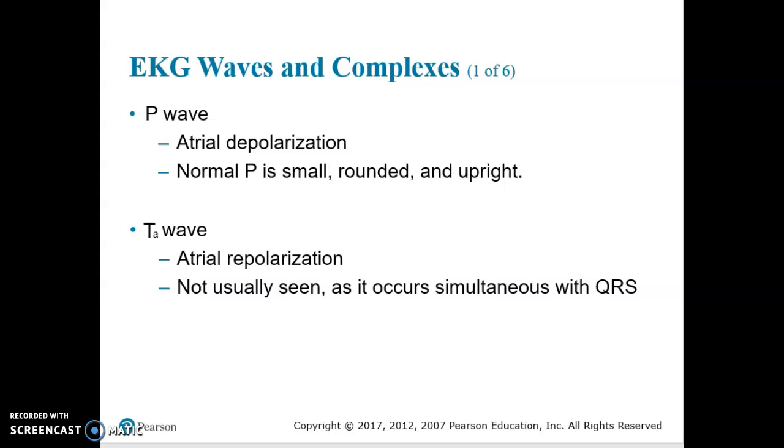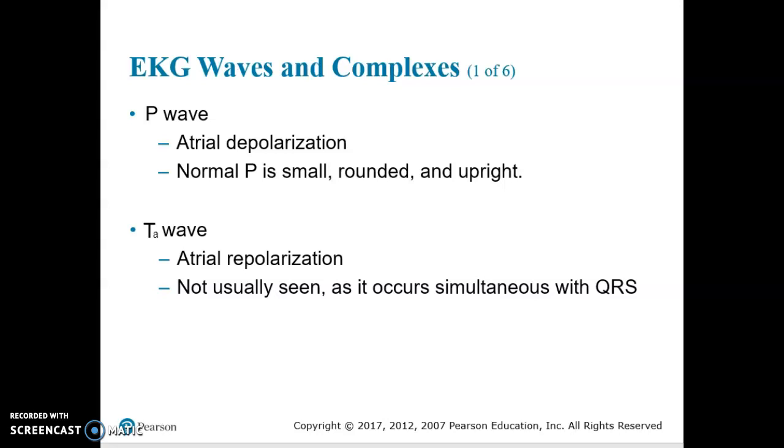represents atrial depolarization, okay? A normal P is small, rounded, and upright. Atrial depolarization must occur for atrial contraction to happen. So that electrical activity happens, and then that contraction follows right behind. We need to know what the normal looks like and know that there are things that can alter the normal. If there's something going on in the atrium, then that P wave could become altered, which we'll talk about later as we move forward.